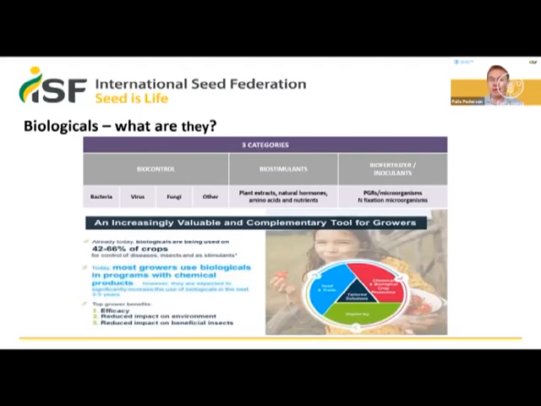The reality today is that, as you can see below, biologicals are quite commonly used, but in approximately 40 to 60% of the cases, they are used in combination with chemicals. So we don't have any biologicals today that can replace chemicals at the level where we are.